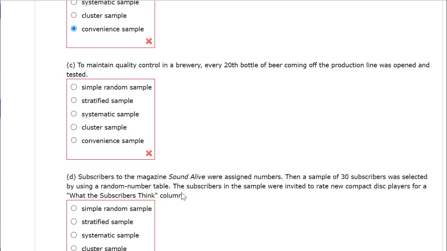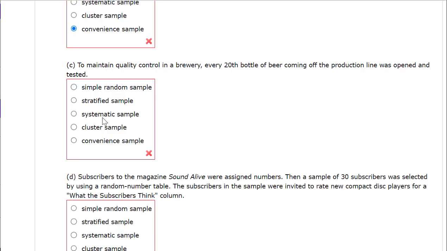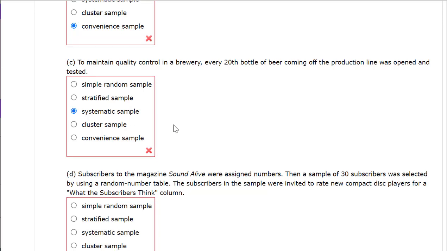And to maintain quality control in a brewery, every 20th bottle of beer coming off the production line was opened and tested. So I would come back to here, and that's a systematic random sample. Every nth individual is selected. All right. And I will keep the word wall up during the final, so you can go ahead and look at that if you need to. So that one is a systematic sample.